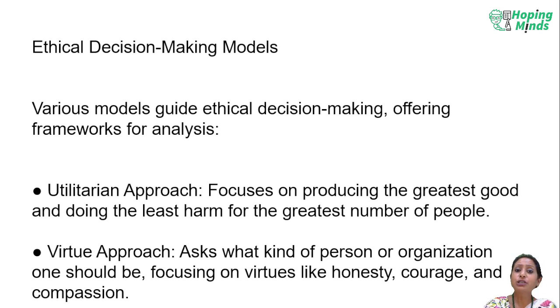Then we have the virtue approach. What happens in the virtue approach? Ask what kind of person or organization one should be, focusing on virtues like honesty, courage, and compassion. So these are values, and whether they match with your own value system. If you remember, we had talked about journaling, what your value system should be, how you value yourself, how your values can be used. So all that is applicable here.